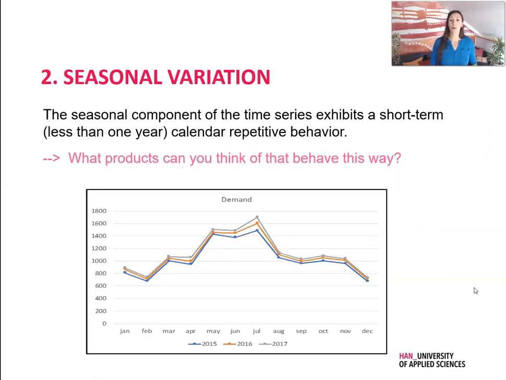Seasonal variation is probably also something you're very familiar with, and it's a time series exhibiting a 1-year repetitive behavior. So every year you will see a peak or valley of some sort. So it's this annual, yearly pattern. You might already have in mind several items that behave this way.